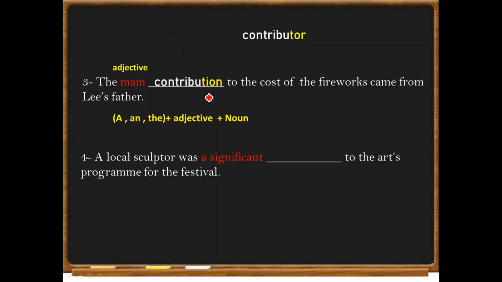أوكي. Last one, a local sculptor. A local sculptor أحد النحات أو النحات المحليين، شخص بيقوم بعملية النحت was a significant blank to the arts program for the festival. Again, this is article أداة تعريف. This is an adjective significant. حسب الترتيب I have to add a noun بعد الصفة وبعد أداة التعريف. The only noun I have left is contributor, so it's going to be my choice. Again, ليش contributor مش contribution? Because I'm talking about the local sculptor. نحات. أنا بحكي عن إنه هذا النحات المحلي كان هو مساهم رئيسي في الاحتفال.